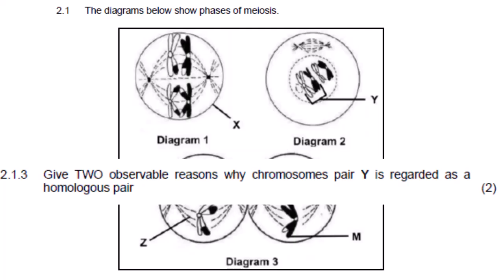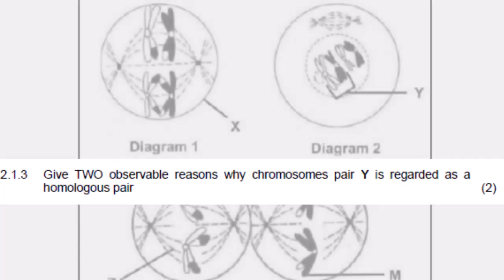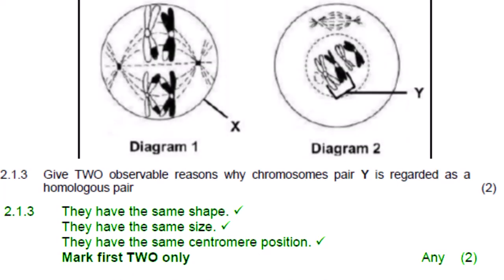This brings us to 2.1.3, which asks why pair Y is considered a homologous pair. The markers are looking for three specific observable reasons. They have the same shape, the same size, and the same centromere position. I see. So they're like matching socks.